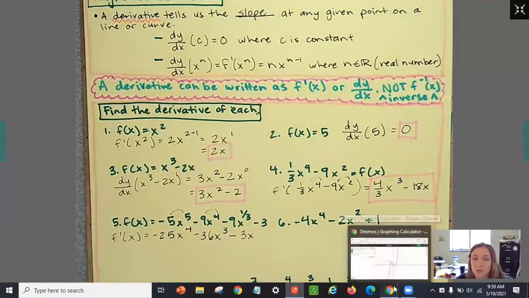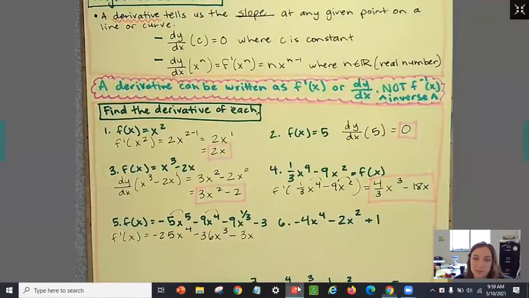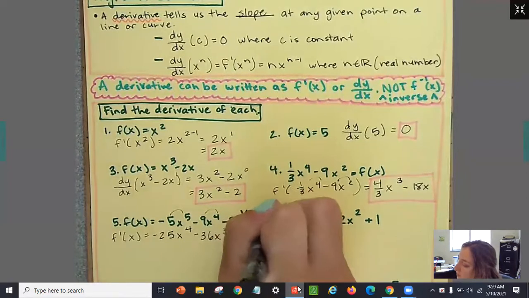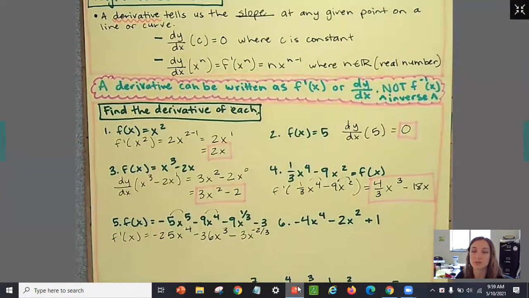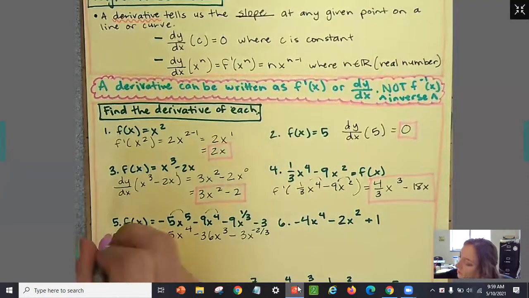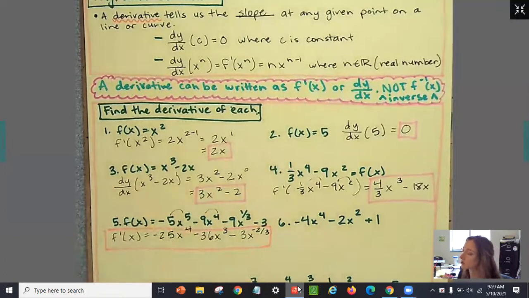Okay, so let's do 1/3 minus 1. And that is going to give us negative 2/3. Okay, so negative 2/3. And then if you take the derivative of a constant on the end, that's just going to be 0. So that one actually does not work out here. But here is the derivative. All right, so let's try out number 6 now.